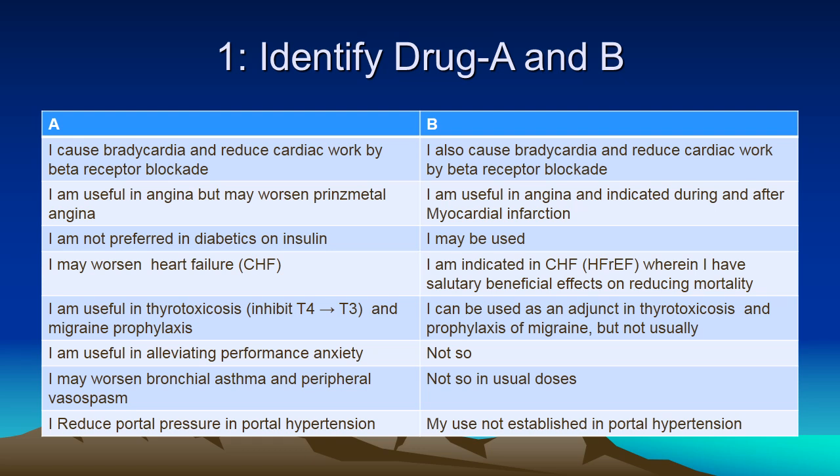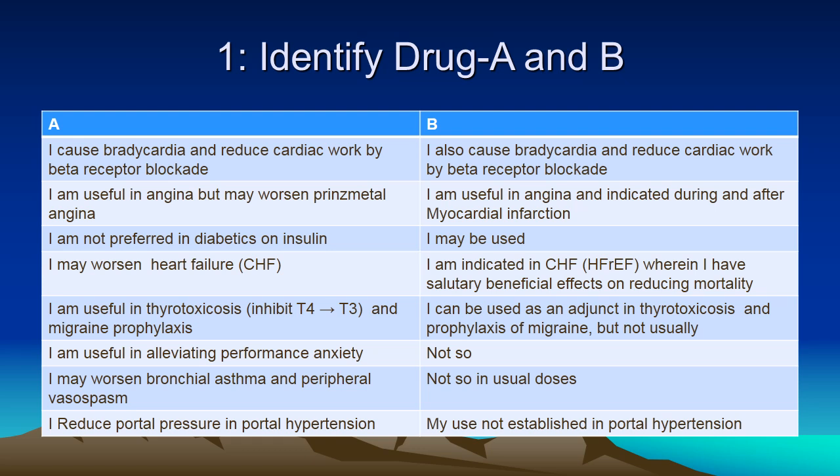I am useful in angina but may worsen transmural angina. I am useful in angina and indicated during and after myocardial infarction. I am not preferred in diabetics on insulin. I may be used. A drug may worsen heart failure. B drug is a drug of choice, an important pillar indicated in heart failure. A drug is useful in thyrotoxicosis and migraine prophylaxis. B drug can be used but not well studied. I am useful in alleviating performance anxiety as well. B drug is not so.